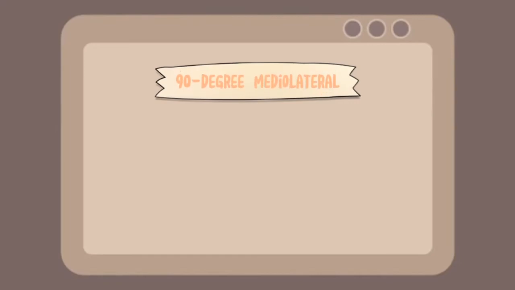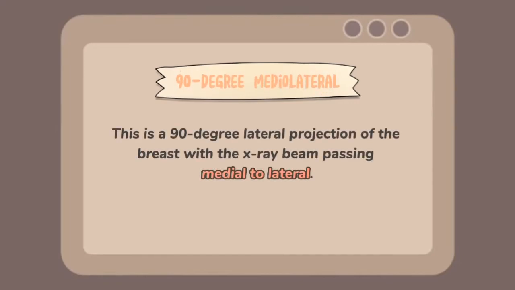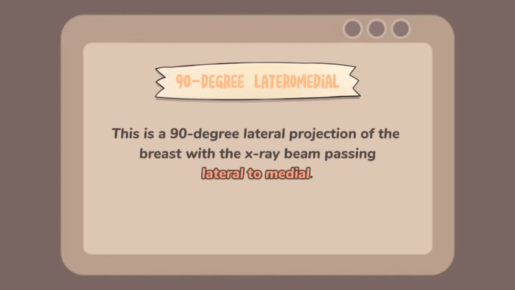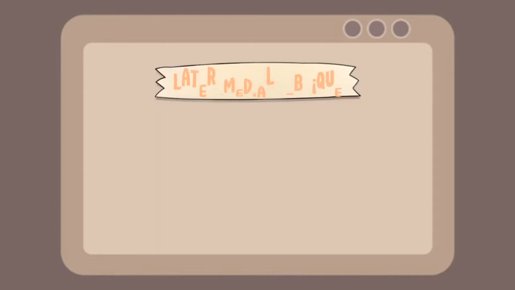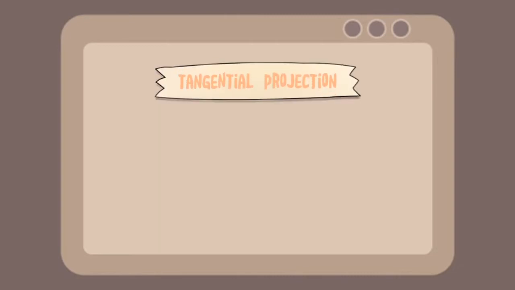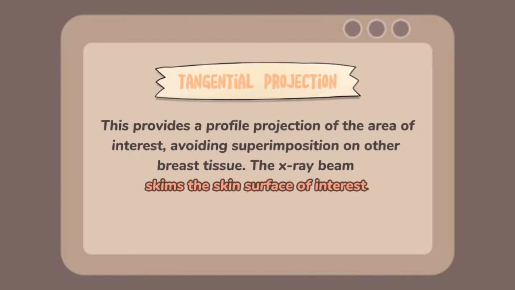90-degree medial lateral. This is a 90-degree lateral projection of the breast with the X-ray beam passing medial to lateral. 90-degree lateromedial. This is a 90-degree lateral projection of the breast with the X-ray beam passing lateral to medial. Lateromedial oblique. This is a true reverse of the MLO projection with the X-ray beam directed inferolateral to superomedial. Tangential projection. This provides a profile projection of the area of interest, avoiding superimposition on other breast tissue. The X-ray beam skims the skin surface of interest.